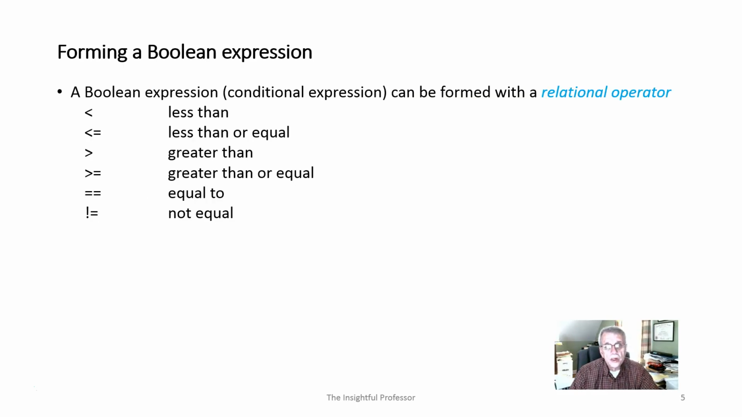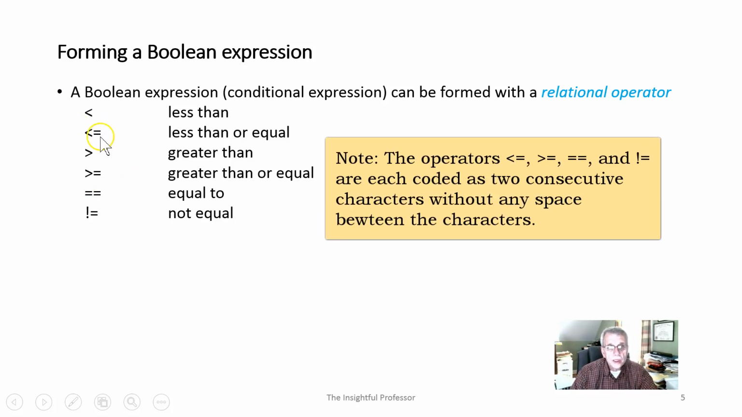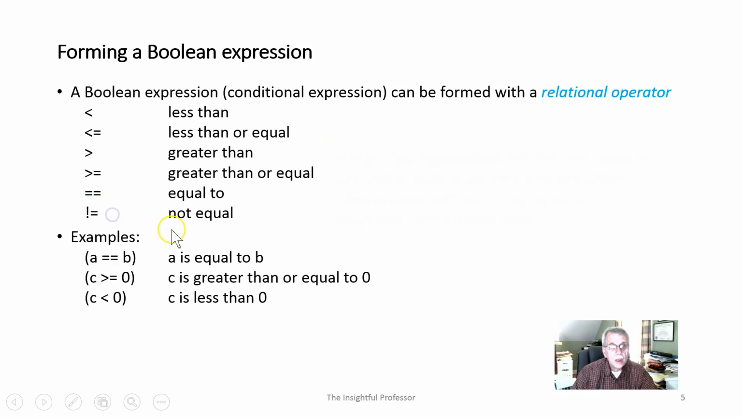The Boolean expression can be formulated by using relational operators. The standard relational operators available in Java are listed here. We have less than or equal to, greater than or equal to, equal, and notice how equal is coded, two equal signs, and then not equal. Exclamation mark equal is how we express not equal.